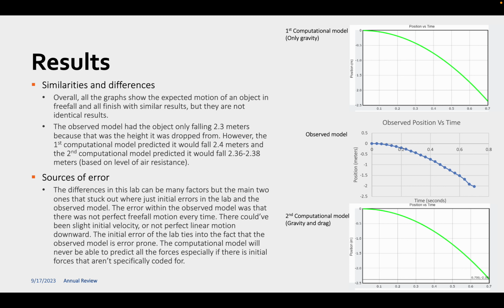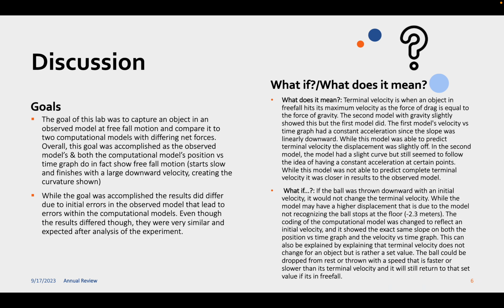And then the second computational model was closer, but what I realized is that even exponentially raising the b value of the drag force, it still wasn't enough, and it eventually capped out. So the closest I could get was around 2.36 meters, which is still close, but it still shows that there were other forces present in the observational model that we did not specifically code for. As I said before, those are the initial sources of error in the lab: the observational model's forces are not all accounted for in the computational model, and thus we can't get a perfect computational model to match the observational model.